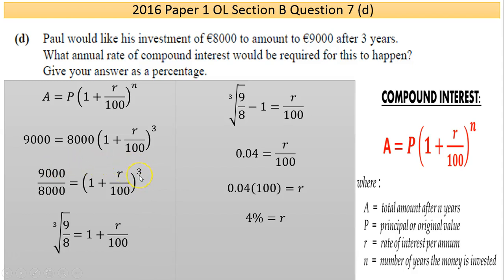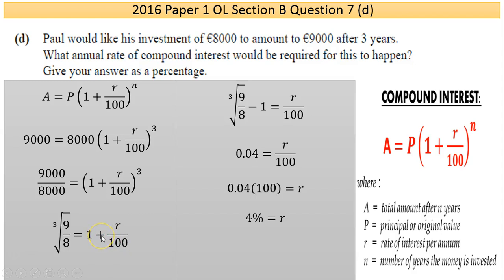When you bring something across the equal, it changes to its opposite. The opposite of cubing is cube rooting. So the third root of 9 over 8. Now that's just a number. You don't know what it is directly, but we'll find out in a second. That's equal to your right hand side now, because everything else has been moved over, the 8,000 and the cube. You're left with 1 plus R over 100.